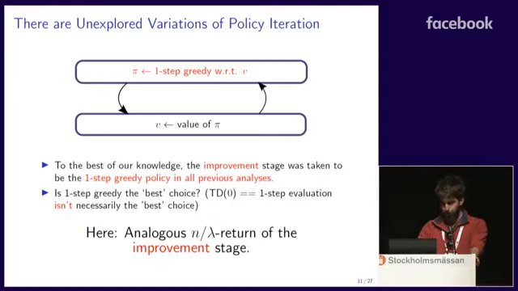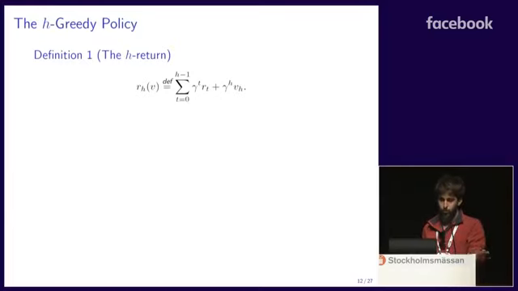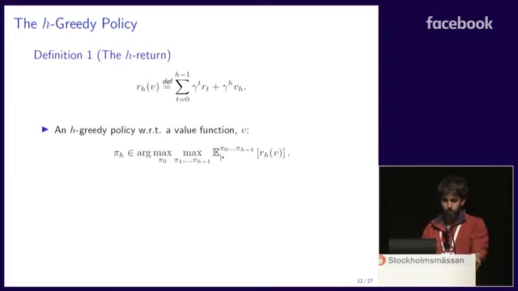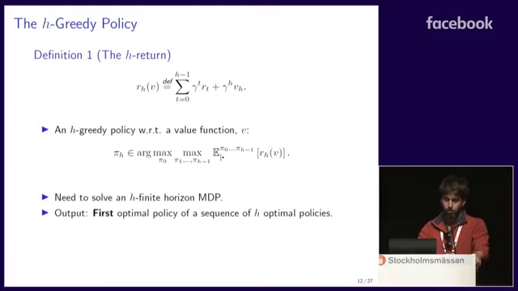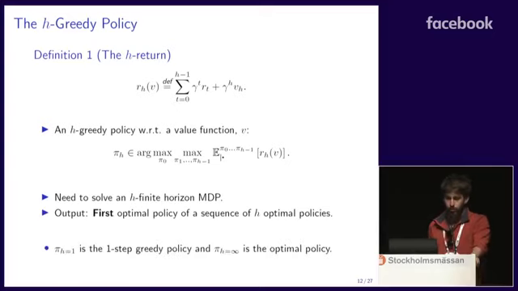So let's start with what we have done. We define the usual h return, which basically looks h steps ahead, and at the h-th time step, we get the value. We define here the h greedy policy with respect to V to be the solution of the following optimization problem. In words, in order to calculate the h greedy policy, we need to solve an h finite horizon MDP. And the h greedy policy is the first optimal policy of the sequence of h policies. And furthermore, one can see that for h equals 1, we recover the one-step greedy that we had earlier. And for h equals infinity, we get the optimal policy because the term, the value function there, decays exponentially.